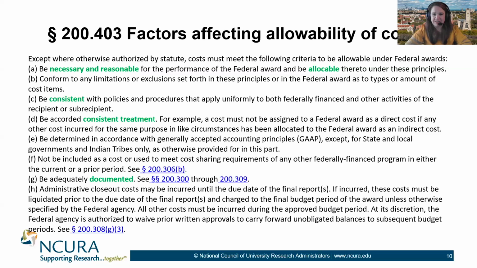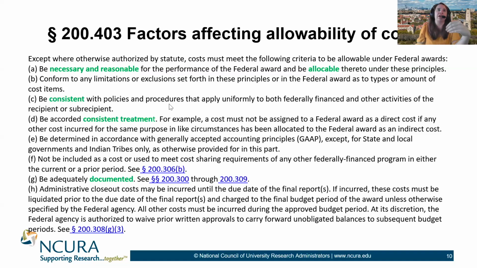Again, that kind of goes back to the common sense. You can't double count costs. You can't include it as cost sharing on one portion and then also include it as a direct cost on another, because you're double dipping into your federal funds, which is just not cool. And also unallowable.